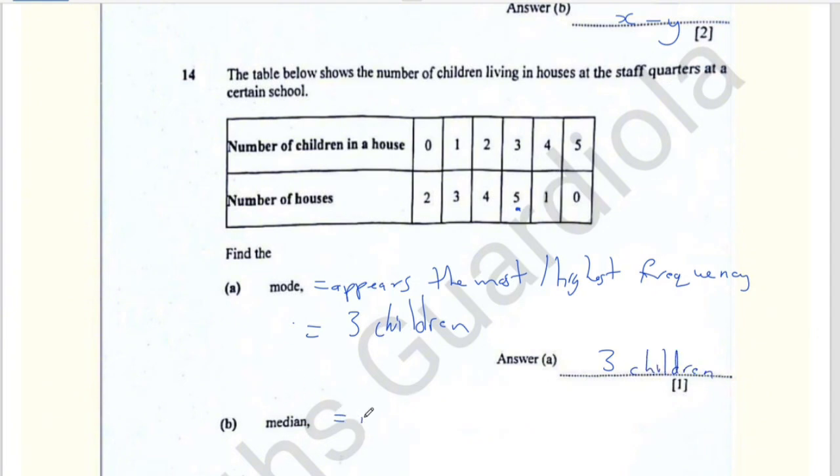Then the median is the middle number, given that after you arrange all the numbers in ascending order, there is an equal number of values, or there's an equal number of numbers on the left side of that median value and on the right side. So that's what we call the median.